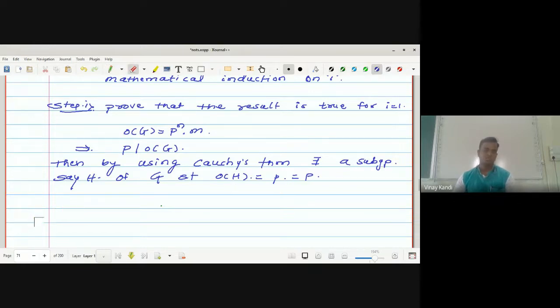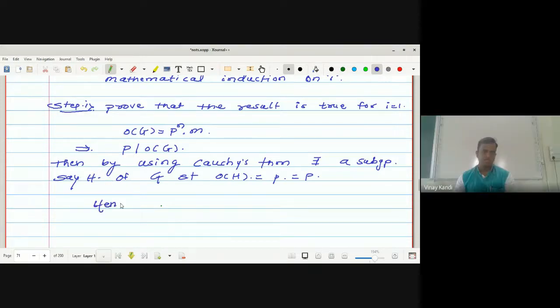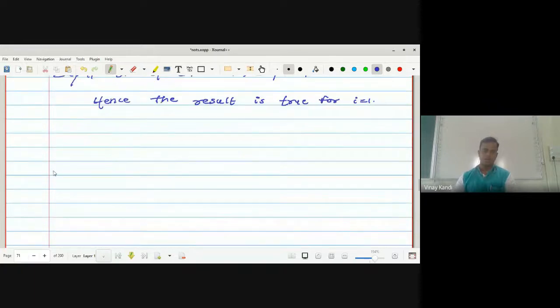Any doubt now? No, sir. So hence for i is equal to 1, this theorem is true. There exists a subgroup of order p raised to 1. I is equal to 1 means p raised to 1. So hence the result is true for i is equal to 1. And now step number 2.